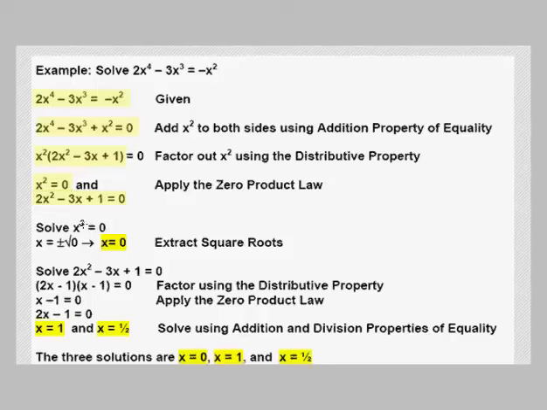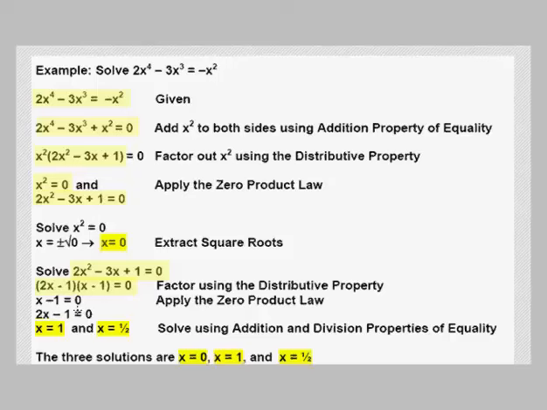Well, x squared equals 0 is pretty easy to solve. Extract square roots and you get x equals 0. Plus or minus 0 actually, but that's still 0. The other equation is just a typical quadratic, and it happens to factor. It factors as 2x minus 1 times x minus 1 equals 0.